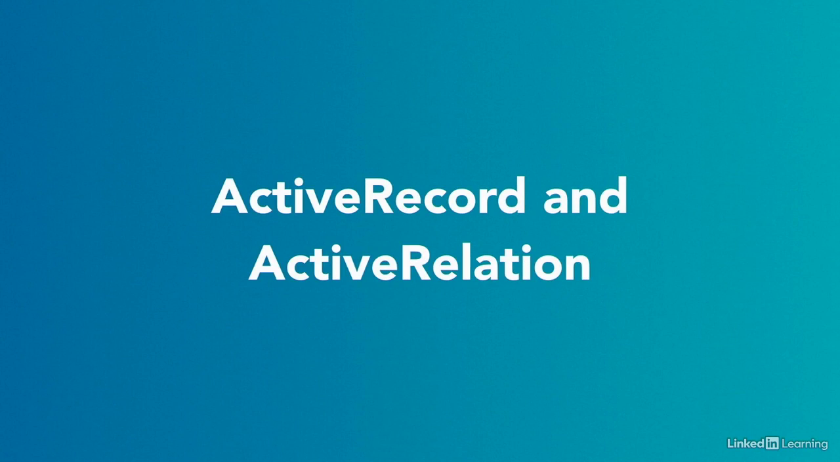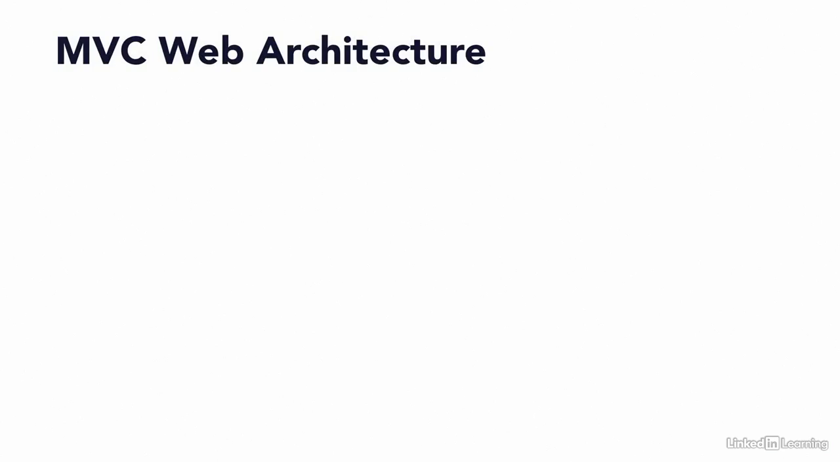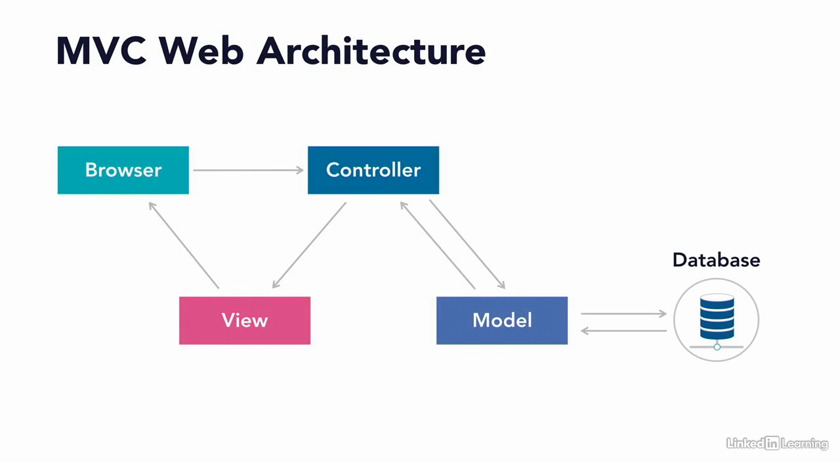In this chapter, we're going to be talking about models and Active Record. And we'll start by learning about Active Record and Active Relation. If you think back to that MVC web architecture diagram, we've now looked at all of the parts that are there except for the model.